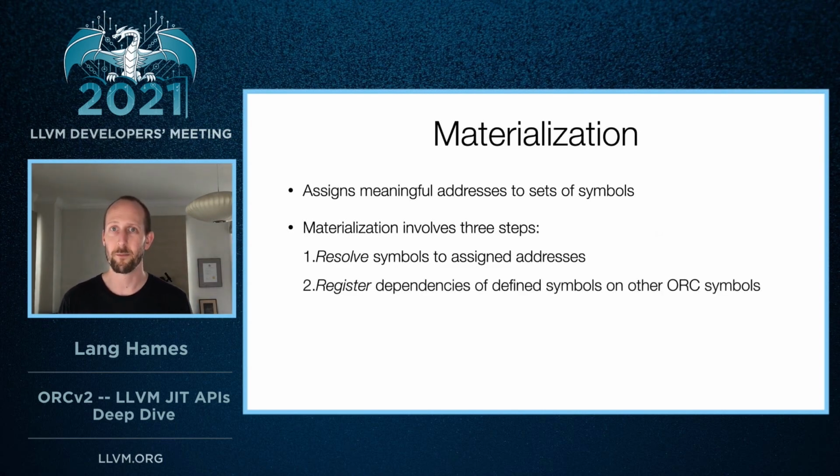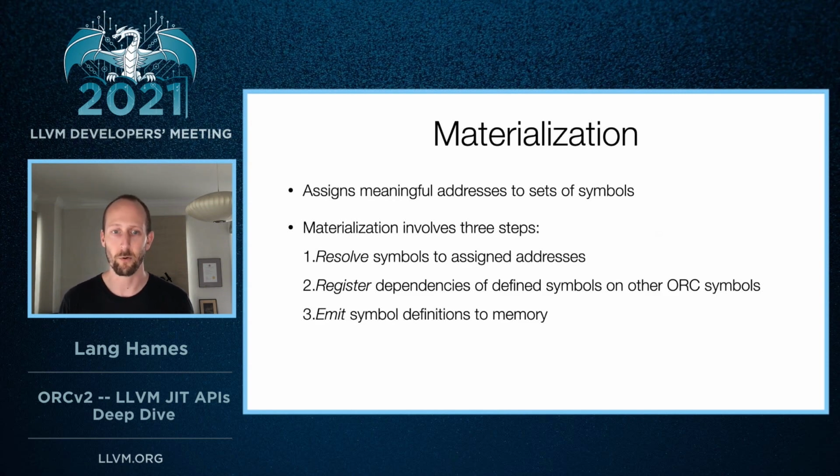Next up, you register the dependencies of the symbols that you're defining on any other symbols that they use. So if you were materializing a function foo and it calls another function bar, you'd register the dependence: symbol foo depends on symbol bar. Finally, you tell ORC once you've written the definitions of the symbols out to the addresses that you assigned in step 1, and you're done.